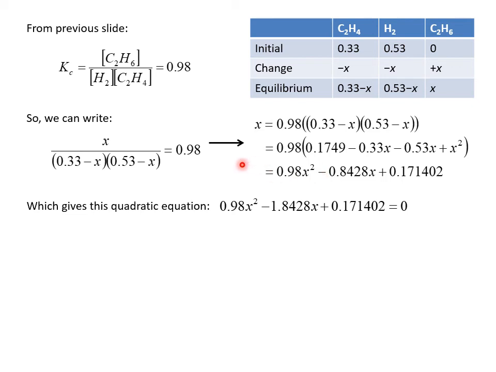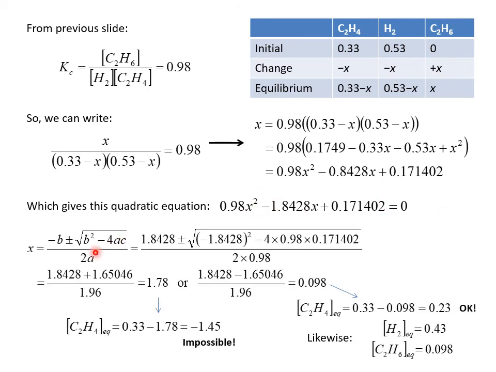And so we end up with 0 is equal to 0.98x squared minus 1.8428x, plus that number there. Okay, and so we've got our quadratic equation, and we can now use the quadratic formula. So we've got a here, b here, c here. And don't forget the b is minus 0.18428, not positive that. Yeah. So let's do that.